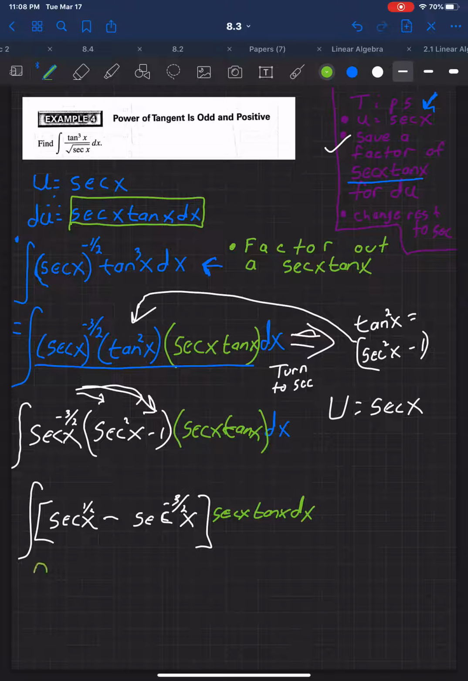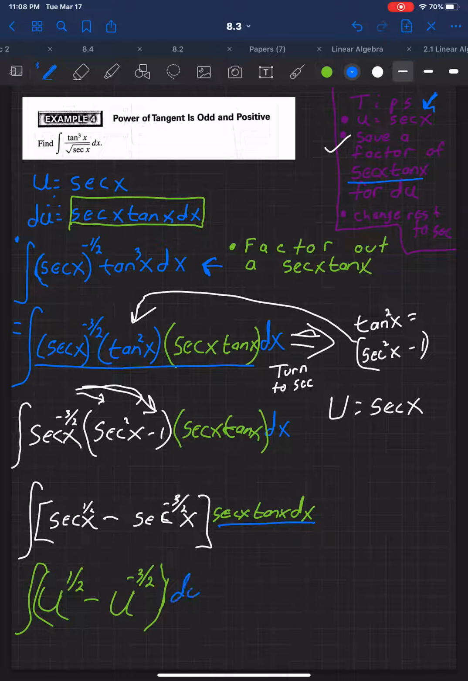So this ends up being u to the 1/2 minus u to the negative 3/2, and this right here becomes du. All right, I'm going to just produce the answer at this stage. You can do the rest of this.